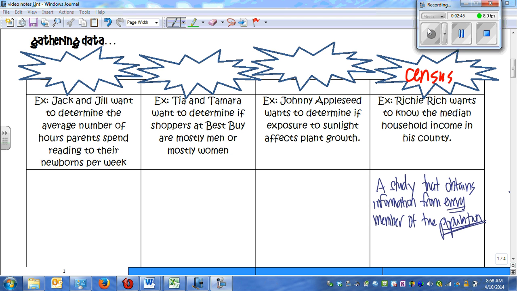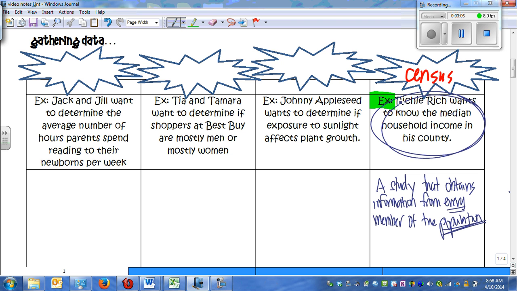In most studies, a census is not practical because of the cost or time required to gather information from every member of the population. A good example of a census, though, is if Richie Rich wants to know the median household income in his county. This is government data. This data has already been gathered. The easiest way for Richie to go about this is to obtain that government census that contains the data he wants.